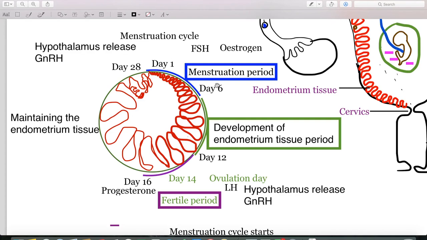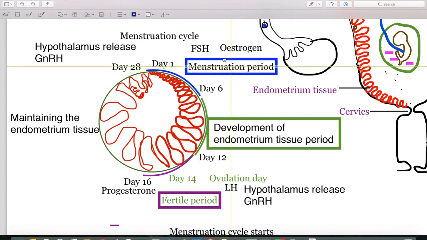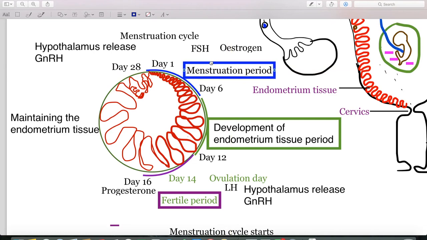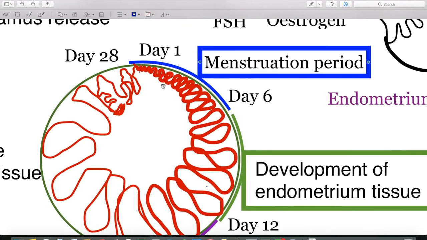Day 1 until day 6 is known as the menstruation period. Now, what happens during this menstruation period is basically a new endometrium tissue will start to grow. You can see that the new endometrium tissue starts to grow.